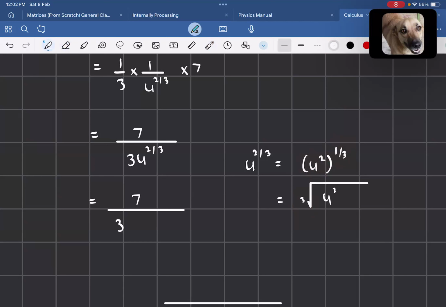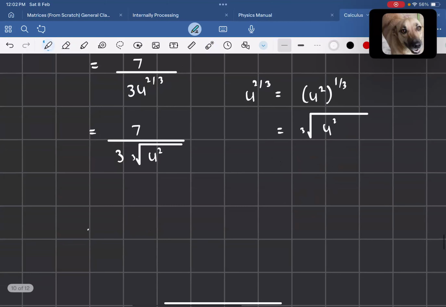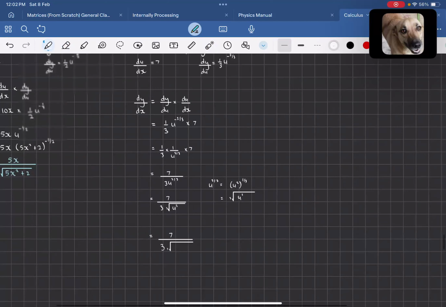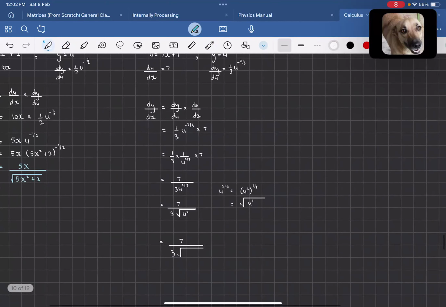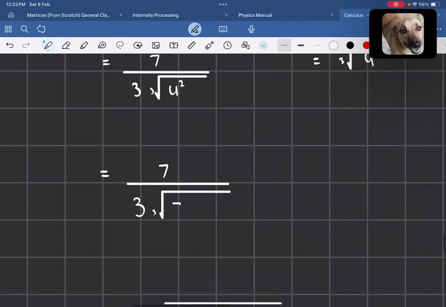So it'll be 3 cube root u squared. And now that we have it simplified as much as possible, and we can't do anything further, I'm going to write back what u was. Right? So at the start, I said u was equal to 7x plus 1. So that's that.